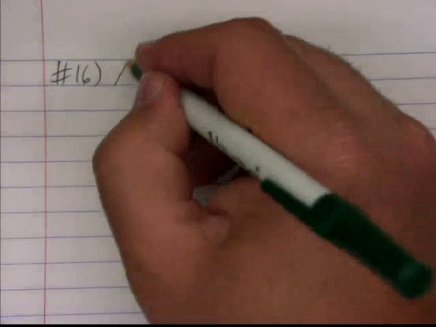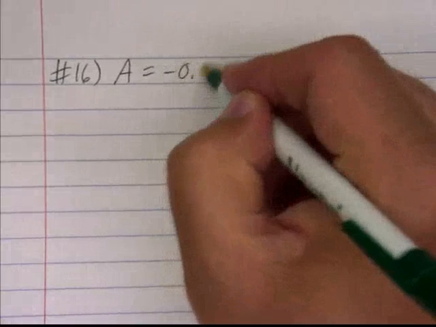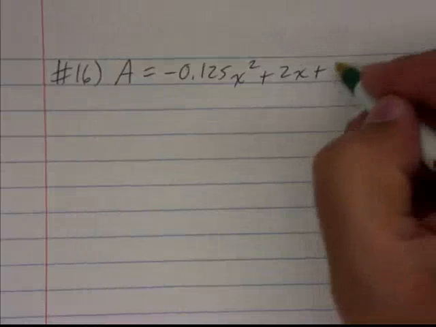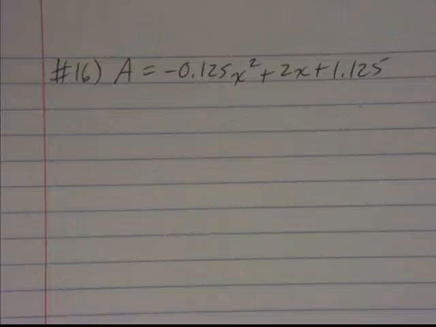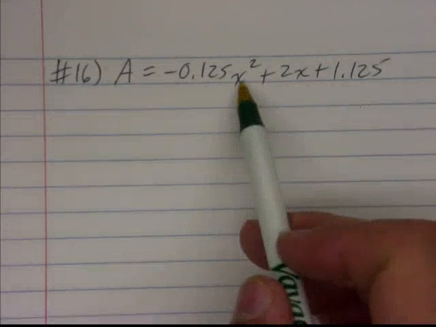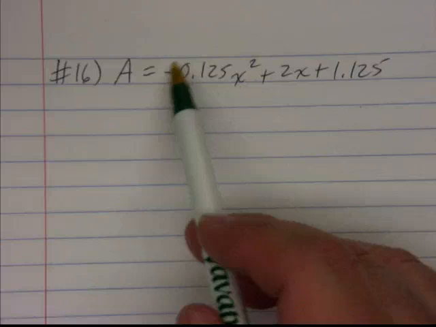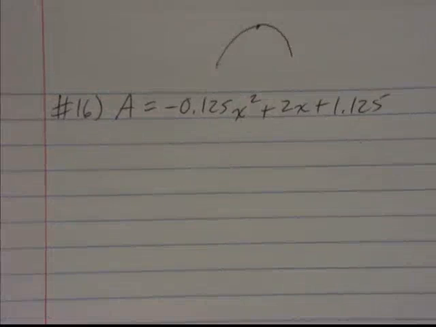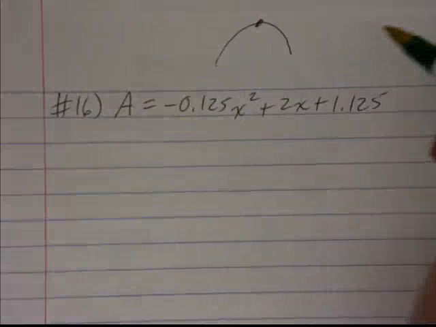Number 16, we want to assume that the equation A equals negative 0.125x squared plus 2x plus 1.125 models the attendance of a recently released movie for x weeks. During what week will the movie attain its highest attendance? Well, since this is a parabola, because it's an x squared, and since it's opening downward, that means the highest that it's going to hit is up here at the vertex. So all I need to do is find the vertex.